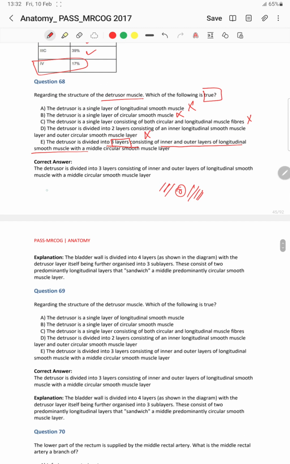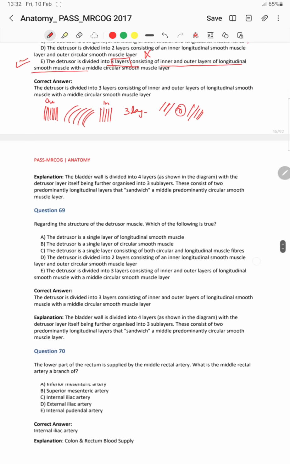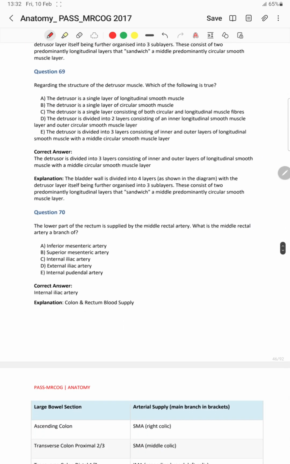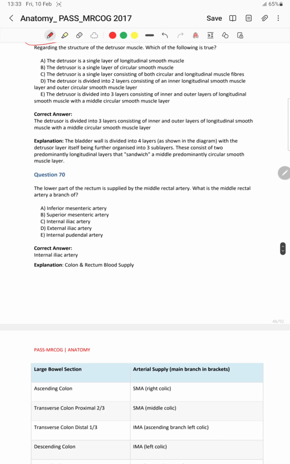We know that the detrusor muscle has three layers. There are the two longitudinal layers, the inner and outer layer, and in between there are the circular fibers present in the detrusor muscle. So we know that the detrusor consists of three layers of muscle. The inner and outer are longitudinal, and the middle is circular. So option E is correct. Now let's move towards the next question, which is again the same question repeated, and the answer is that the detrusor is divided into three layers.